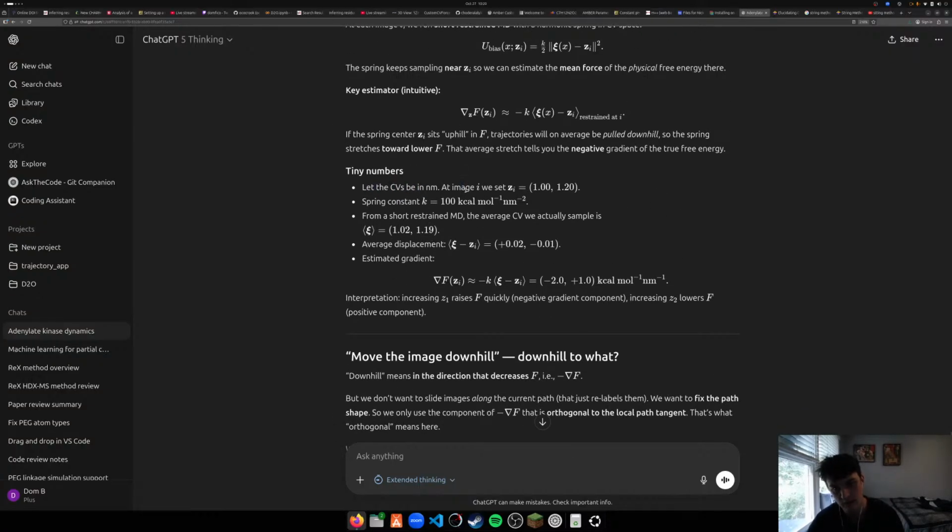Let CVs be in nanometers. Spring constant, sure. From a short restrained MD, the average CV we actually sample is that. The average displacement is the estimated gradient. Interpretation: increasing Z1 raises F quickly, negative gradient. Increasing Z2 lowers F.